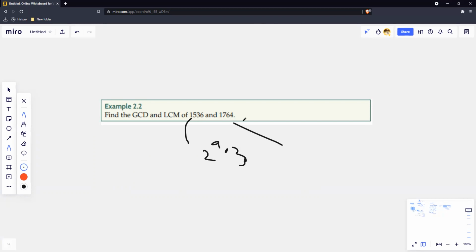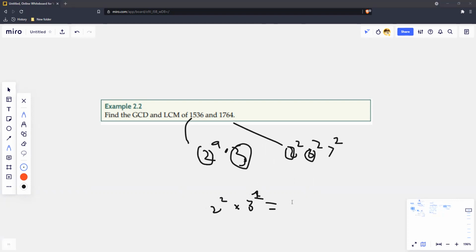And then 1,764 is equal to 2 squared, 3 squared, and 7 squared. Now for the GCD, as we said, the GCD takes the smallest power. First, we check the common primes. This is common, this is common, this is common. Which has the smallest power? This has the smallest power, so we take 2 squared. And then this has the smallest power, so we have 3 to the 1. And then 7 only shows up here, not here, so we don't take 7. So the GCD should be 12.